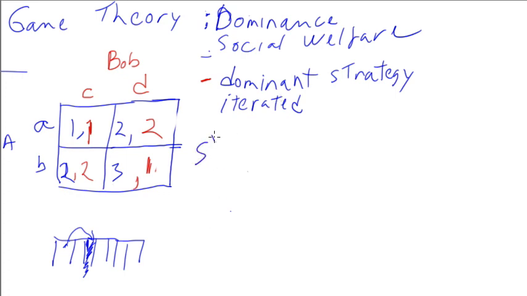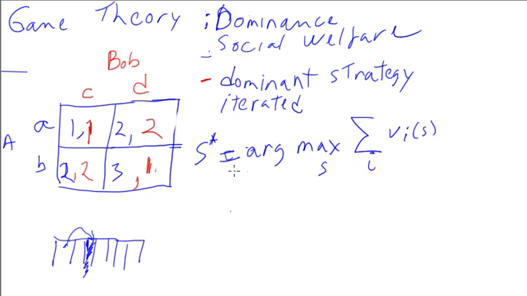The other solution is the social welfare solution, and it has a very simple form. Let's call it S star. It is simply equal to the arg max over all possible strategies S of the sum of everybody's utility for that particular S, over all agents i. So here S is a vector of strategies, right? Like AC for this case. So try all possible strategies. The one that maximizes the sum of everybody's utility, that's the one.